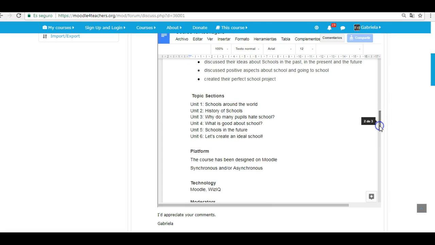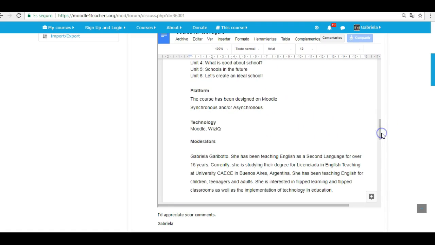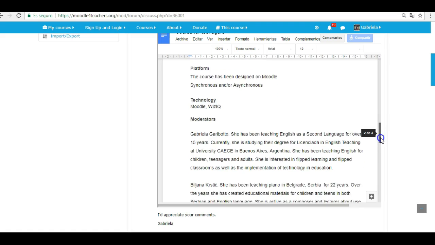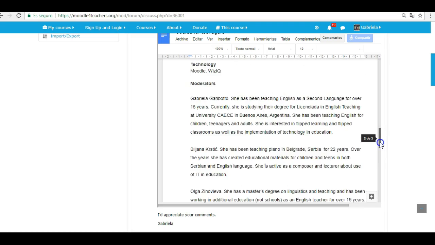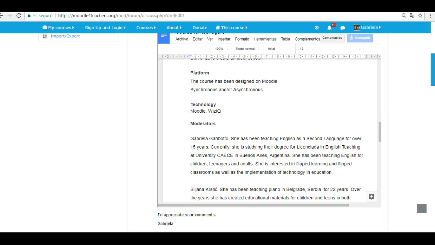We also included in our syllabus the topic sections. We divided them into units, all the units related to the topic of schools. I worked on unit number 3, why do many pupils hate school? All the course was designed on Moodle into synchronous and asynchronous mode. The technology, of course, was Moodle and WISE IQ platform. And at the end of our syllabus, we included a very short description of each member of the team and the moderators. So this is the idea of our course explained in the syllabus, and now I'm going to show you the course.